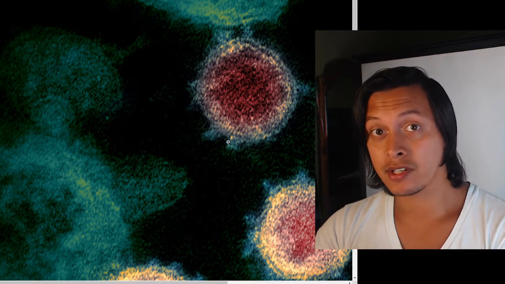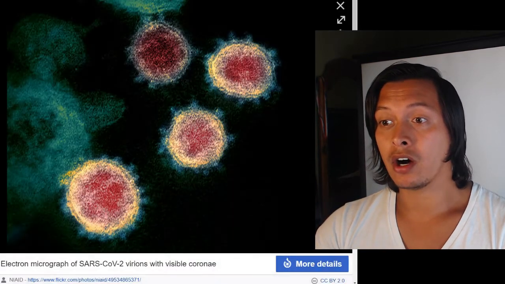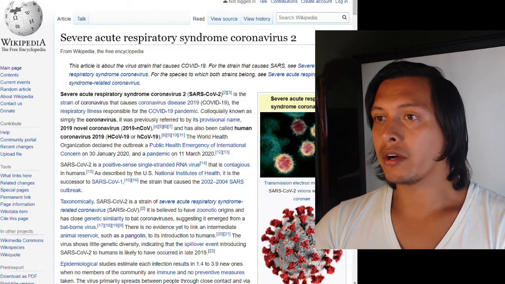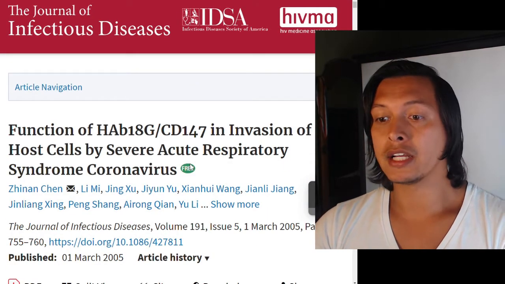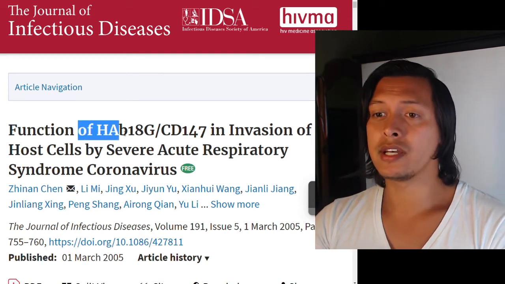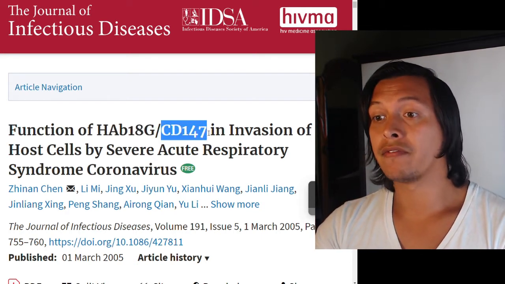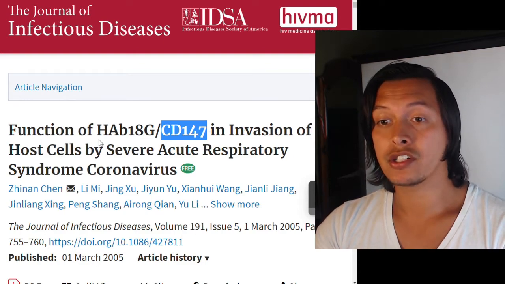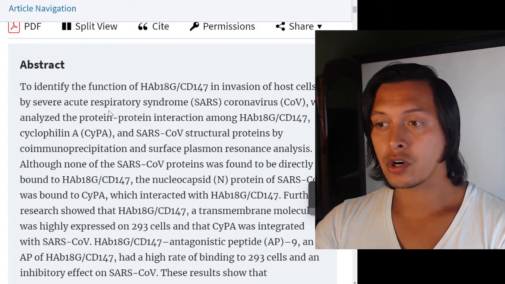Okay, and so what I said there was that these trimers are binding specifically to the ACE2 receptor. Granted, that might not necessarily be all that's happening. So what I would like to do is go to this pretty old paper. It's from 2005, and it had to deal with the original SARS. Here they discuss the function of CD147, which is the receptor that I want to talk about, the function of CD147 in invasion of host cells by SARS coronavirus. So I'll just go over the abstract real quick.